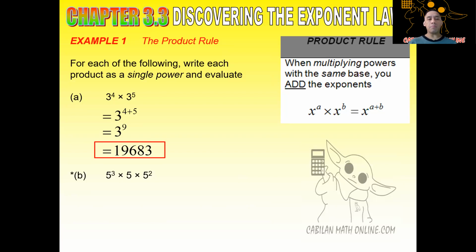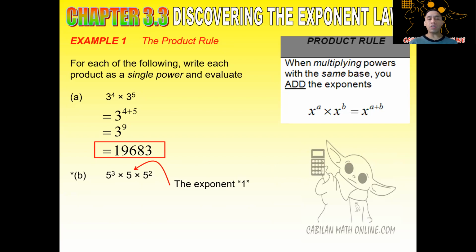Now I put a star beside B here because if you take a look at the middle 5, notice that there's no exponent there. Now when you see a base and there's no exponent, there is an exponent that is invisible there, and that's the exponent 1. Okay, so that's just a friendly reminder that that 5 really has exponent 1 attached to it.